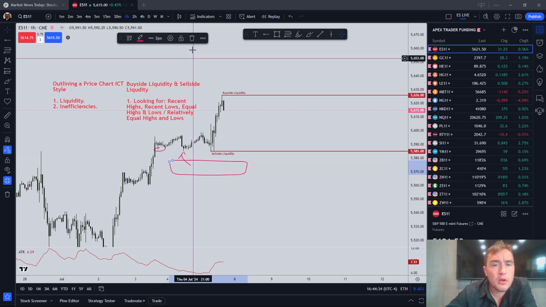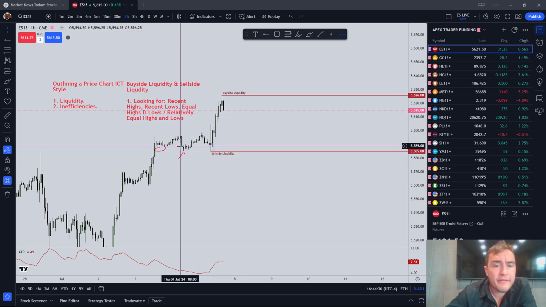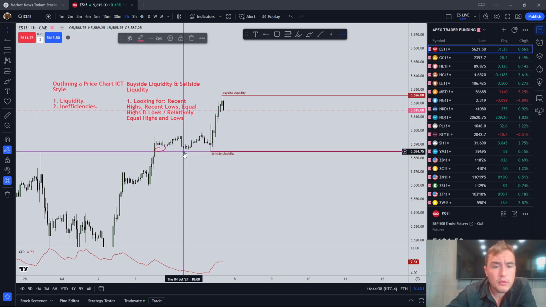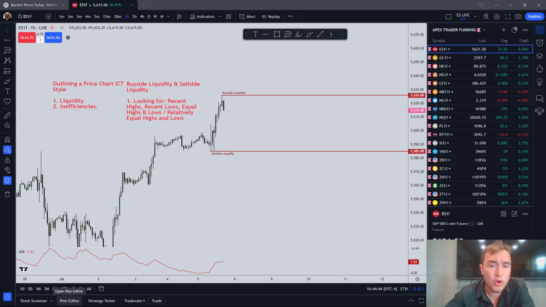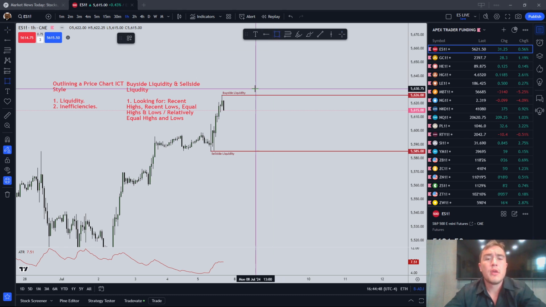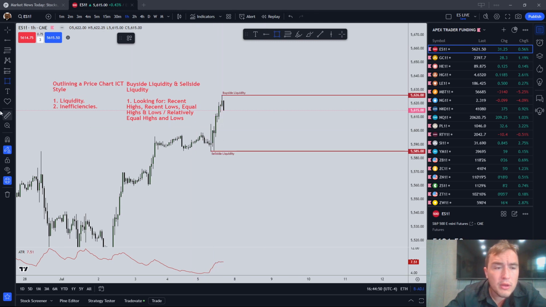The next thing we're going to do is look for fair value gaps. So we're going to look for inefficiencies in the market where the market has gone too far, too fast, and hasn't gone back over the same price point. In other words, we're looking for ICT fair value gaps. There's only one here. It's right here.